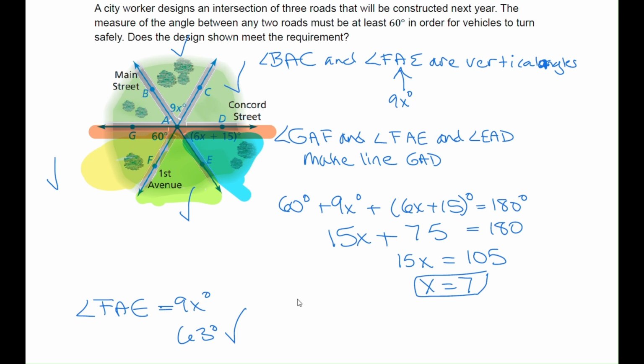So we have angle EAD, which was equal to 6x plus 15 degrees. Let's see, 6 times 7, I'm going to get 42. 42 plus 15, that's going to be 57 degrees. Oh no, so this is not going to work.